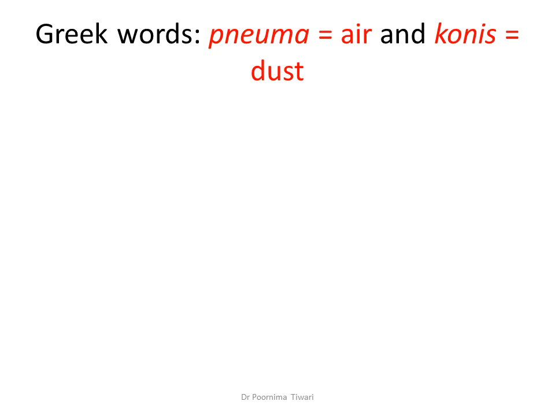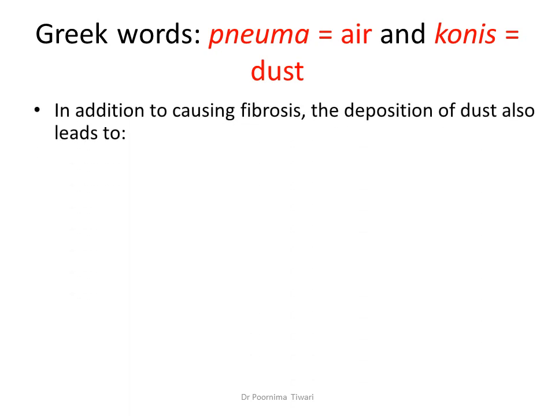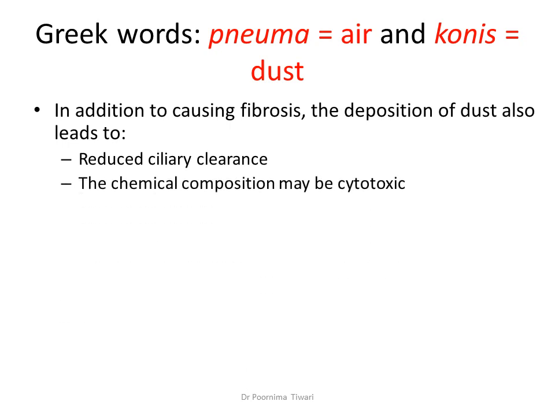In addition to causing fibrosis, the deposition of dust in the alveoli and bronchioles leads to reduced ciliary clearance, that is, ciliary movement is also hampered. The chemical composition of the dust may be cytotoxic, so it kills the various macrophages. The very macrophages which engulf the dust particles are killed, and some toxic chemicals may be released.